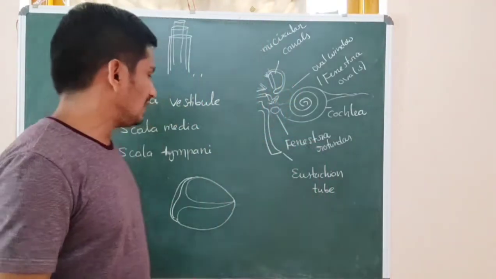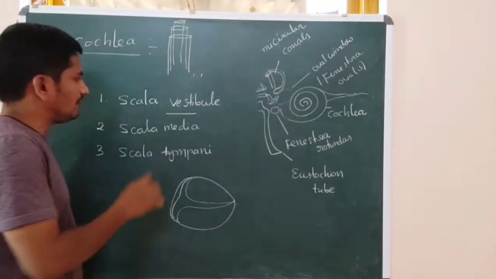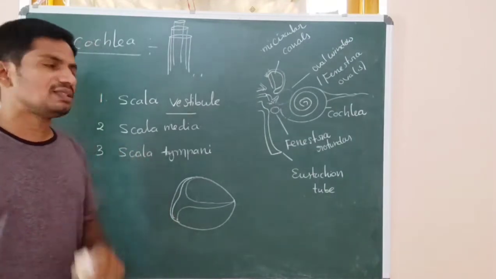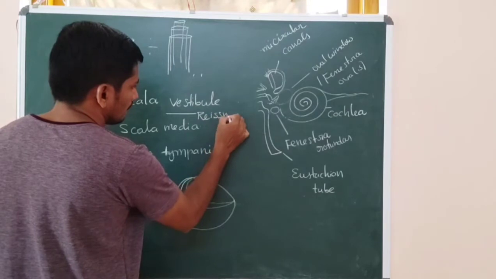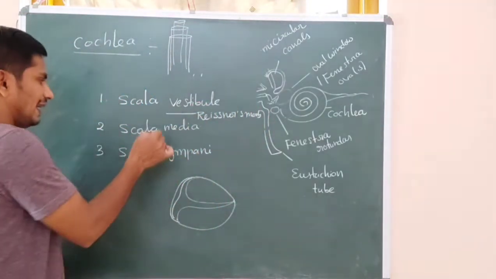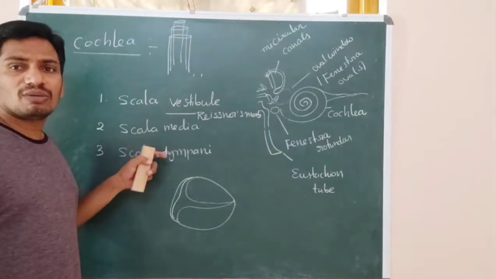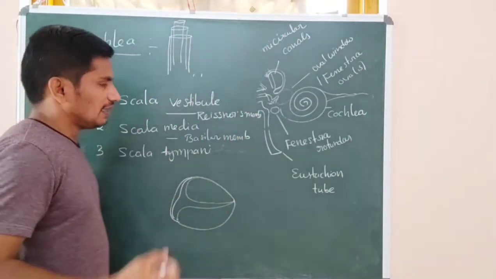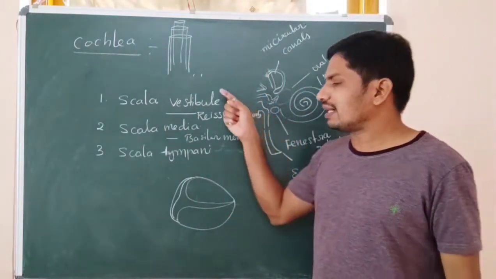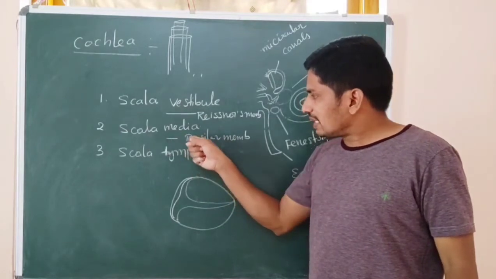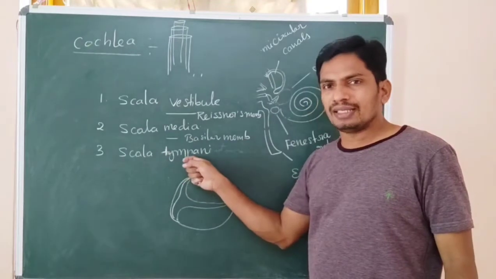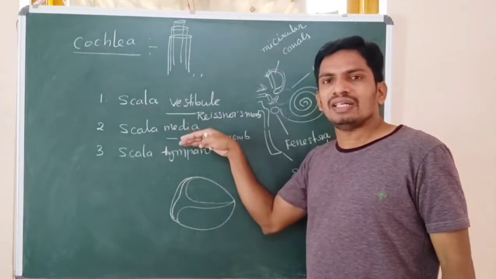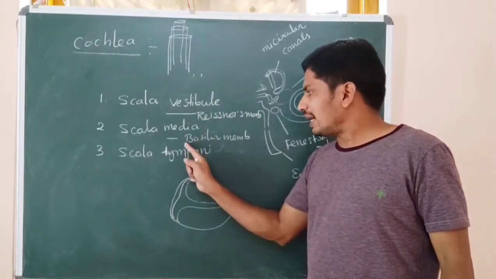Now these three tubes are separated by two membranes. Between the scala vestibuli and scala media there is a fine membrane, known as the Reissner's membrane. And between the scala media and scala tympani, one more membrane separates them, the basilar membrane. Got it? Reissner's membrane is present between the scala vestibuli and scala media, and the basilar membrane is present between the scala media and scala tympani.